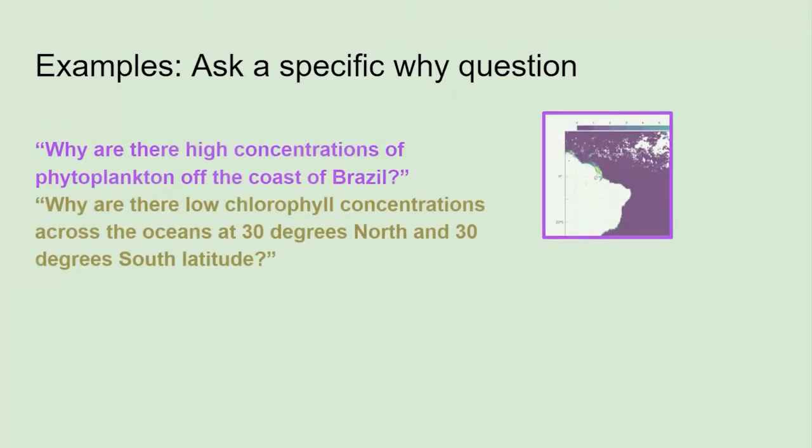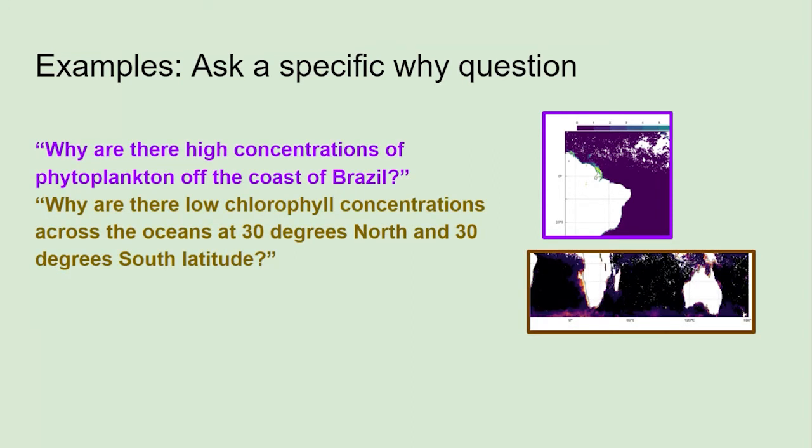So here are some examples of the specific why question. In this example, I look at a subset of the phytoplankton map, and I'm looking at the phytoplankton concentrations off the coast of Brazil. You can see high concentrations right at the coast, so my simple why question might be, why are there high concentrations of phytoplankton off the coast of Brazil in January?